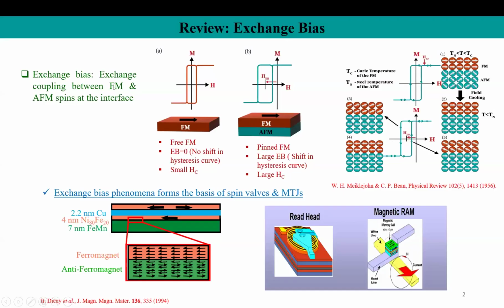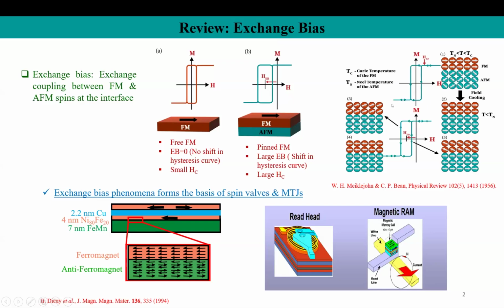Exchange bias is one of the oldest and most studied phenomena in magnetism. It is rich in physics and has technological applications. It can be defined as a coupling between the ferromagnetic and antiferromagnetic spins at the interface. As you can see in the figure, without the antiferromagnet, there is no shift in the hysteresis loop, whereas as soon as the antiferromagnet is brought in proximity to the ferromagnet, there is a shift in the hysteresis loop, which is basically the exchange bias field.